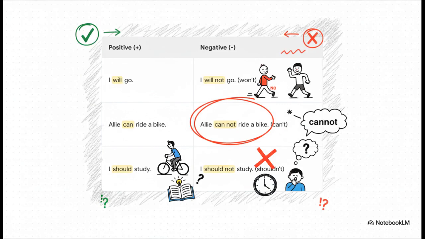And it's the exact same idea for helping verbs. I will go turns into I will not go, or just won't. Allie can ride becomes Allie cannot ride, or can't. You can see that not fits perfectly between the helping verb and the main action verb. But here's a really cool little tip. See the word cannot? Unlike will not or should not, cannot is almost always written as one single word. That's a great little detail to remember.